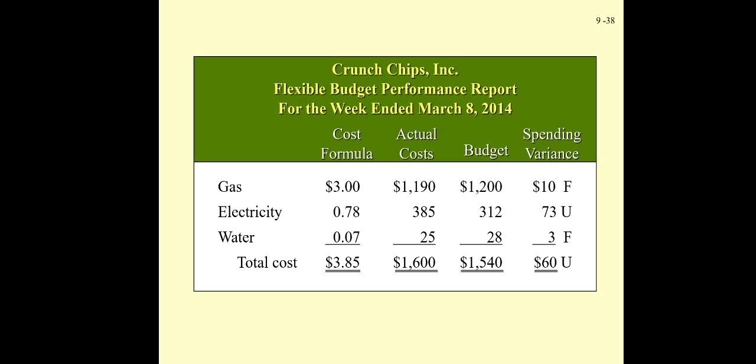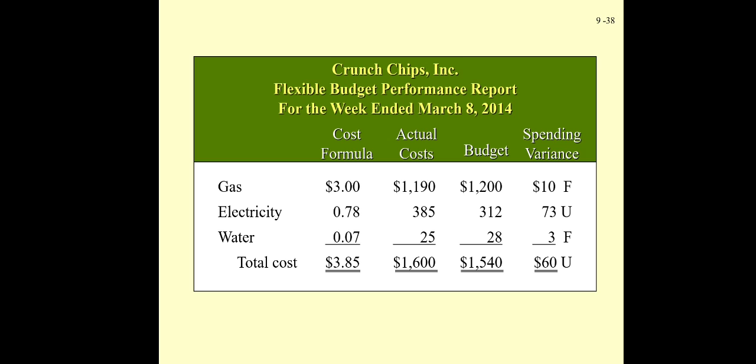In this example, for gas, the actual cost is 1190. The budgeted cost is 1200. So the difference is $10. In this case, the actual cost is less compared to the budgeted cost, so it is favorable, $10 favorable. For electricity, the actual cost is higher compared to the budget, so the variance is $73 unfavorable. For water, the actual cost is lower than budget, so you know it is favorable.